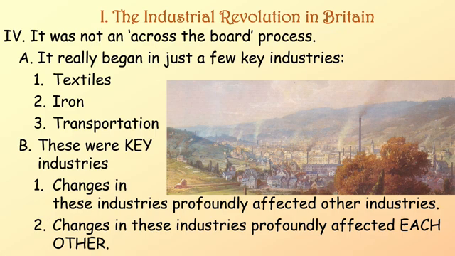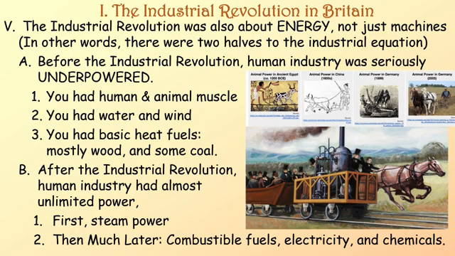Also, the Industrial Revolution was not an across-the-board process. It really only began in just a few key industries, and those are textiles, iron, and transportation. These were key industries, and changes in these industries profoundly affected each other. Another thing, the Industrial Revolution was also about energy, not just machines.